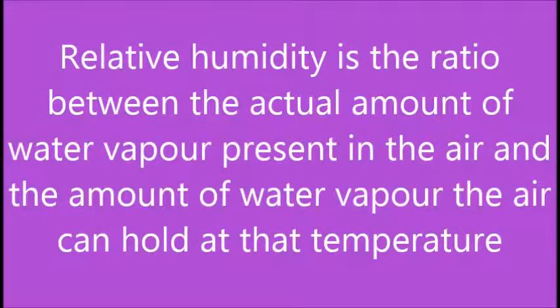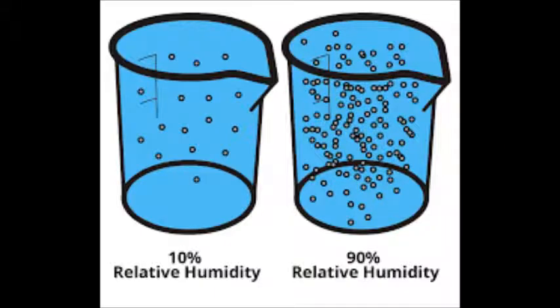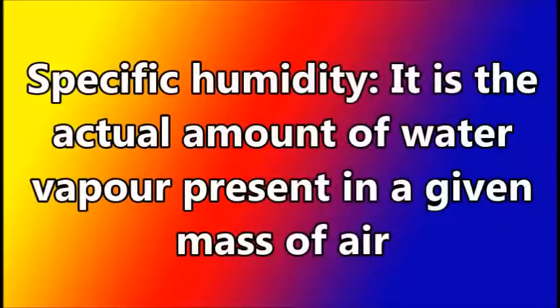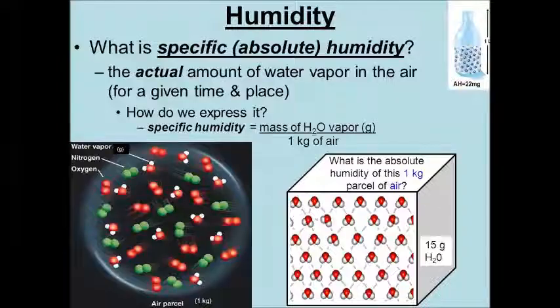Relative humidity is the ratio between the actual amount of water vapor present in the air and the amount of water vapor the air can hold at that temperature. It is expressed in percentage. Specific humidity is the actual amount of water vapor present in a given mass of air.